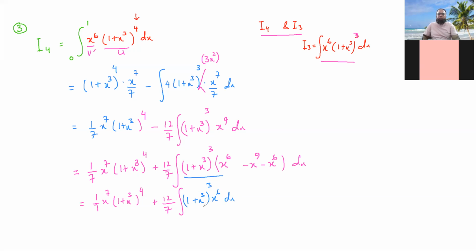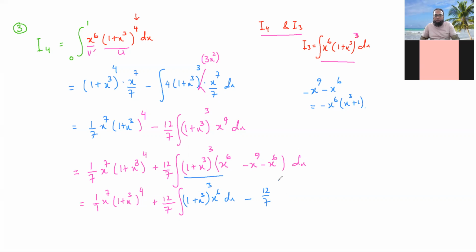There is your I3. Then I'm going to take minus x to the power 6 common from them. If you have minus x raised to the power 9 minus x raised to the power 6, what do you have if we take minus x raised to the power 6 common from here? So you have x cubed plus 1. Can I write it like this? So this will be minus, because I'm taking a minus common from here. This is minus 12 over 7.